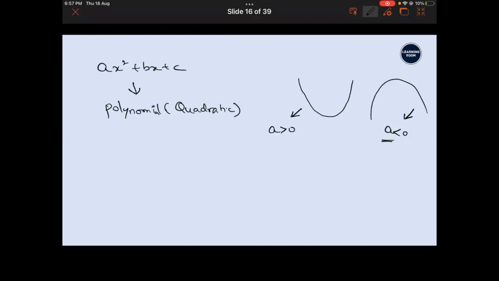Did you make a note of this point as well? When you have a polynomial, if the value of a is greater than 0, it will be an upward parabola, and if the value of a is less than 0, it will be a downward parabola. So here you are getting a downward parabola because the coefficient of x square is negative.